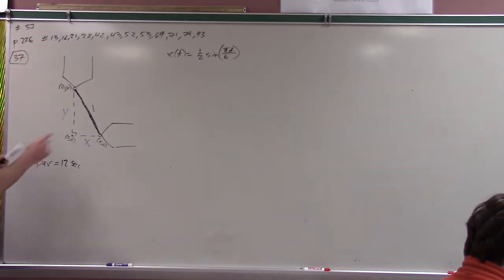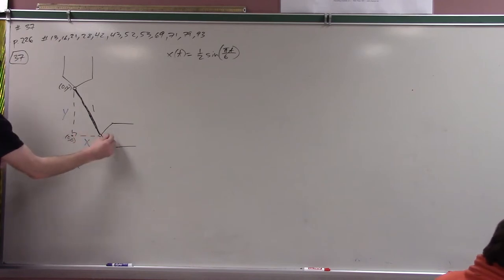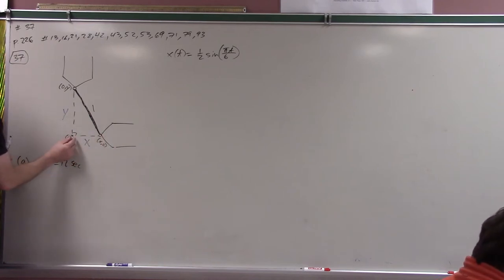And so I'm going to be here at time 0. And then if it takes 12 seconds, that means after 3 seconds, it's going to be at its maximum, which is 1/2. After 3 more seconds, it's going to be back at 0. This is just based on my knowledge of how the sine function works.